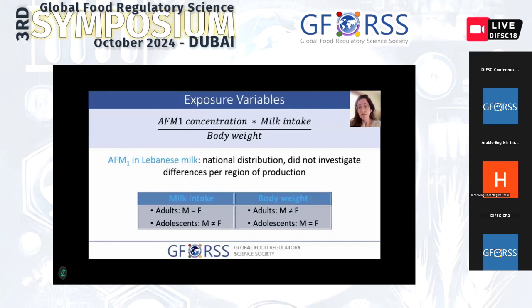For milk intake, however, again, we had access to non-aggregated data. In this case, it means we had data stratified per age group. So we had adults and adolescents.